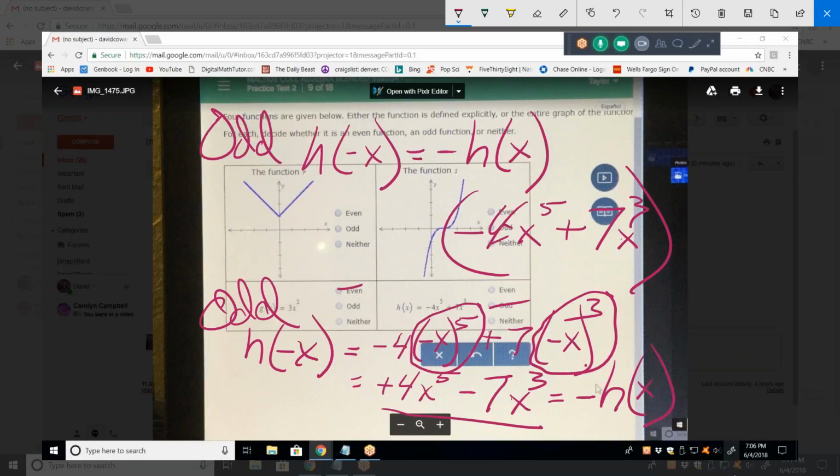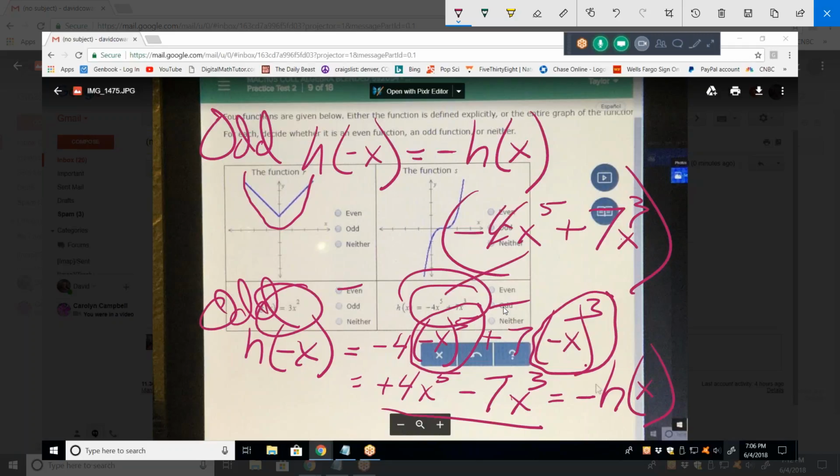I mean, it's pretty evident when you see a graph. You can tell instantly whether it has symmetry about the y-axis or symmetry about the origin. But if you don't have a graph... I know what that graph looks like. That's a parabola. But this one's not so easy to know what that looks like without a calculator to put it in.